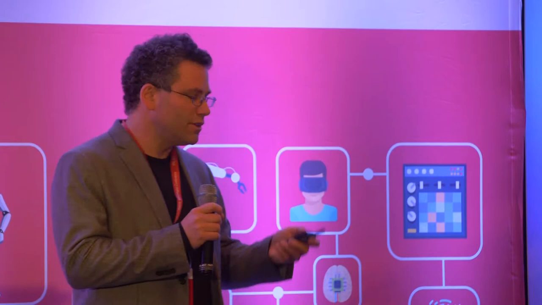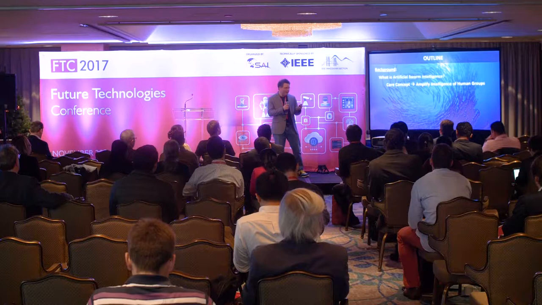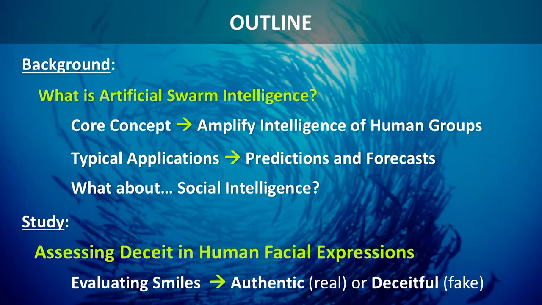So I will start off just giving some background about what is artificial swarm intelligence or swarm AI, and I will talk about really the core concept, which is to amplify the intelligence of human groups by allowing them to work together in swarms, modeled after swarms in nature and moderated by AI algorithms. And so I'll quickly go through what the core concept is, and I'll talk about the typical applications, which is predictions and forecasts.